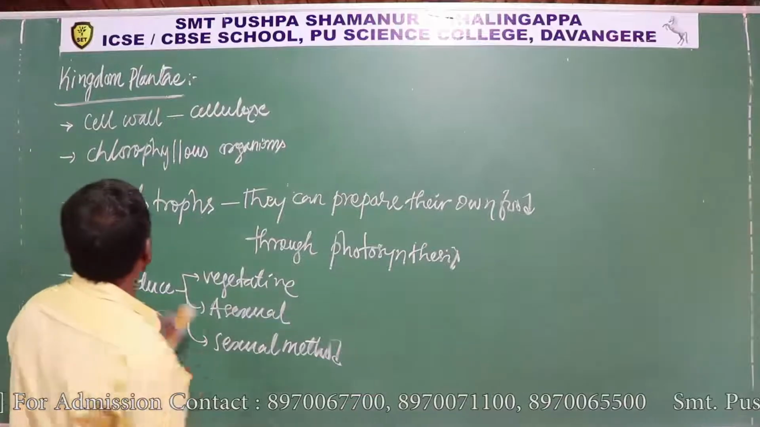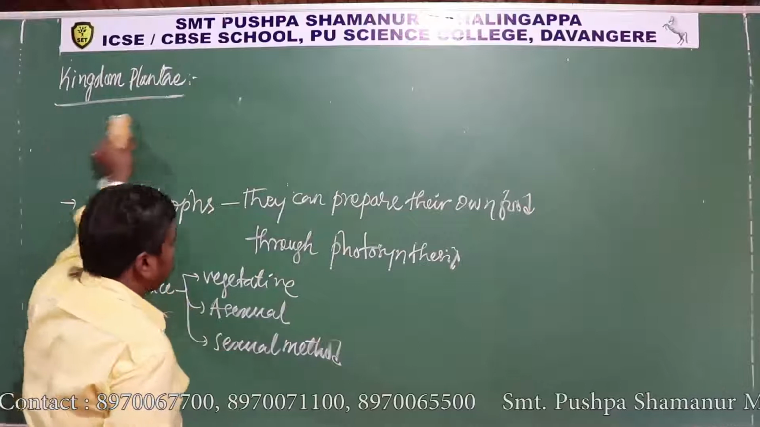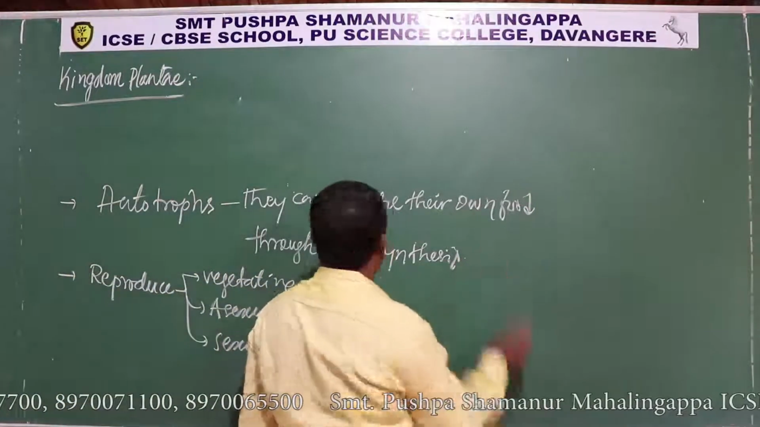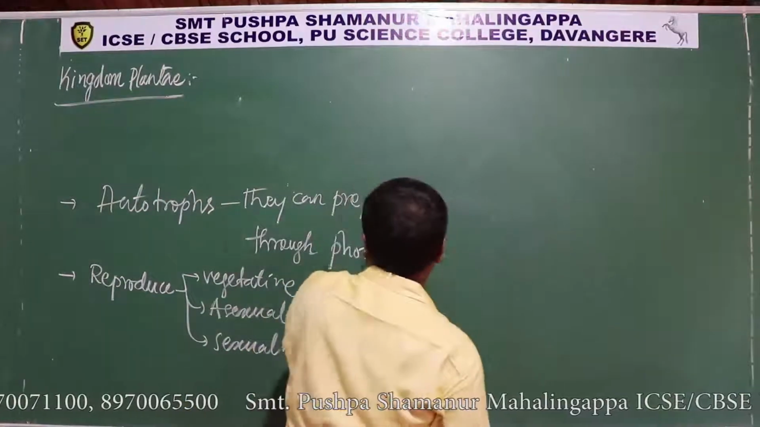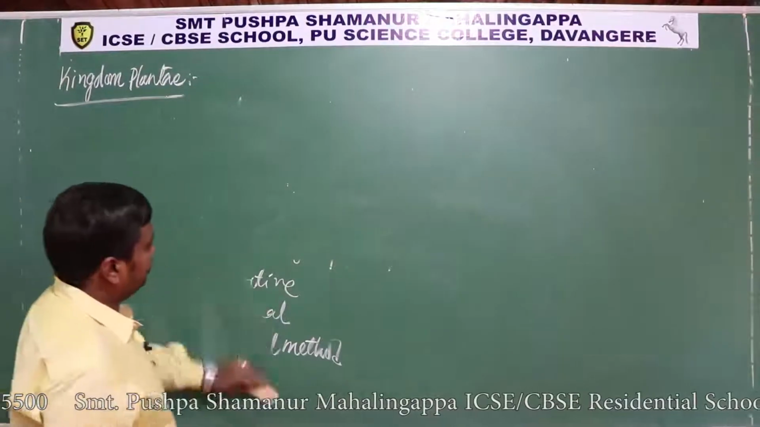Okay, one more important thing regarding this autotrophic nature. Okay, so all plants are autotrophs. Few exceptions were there for this autotrophic nature. Okay, so this is about the general thing.